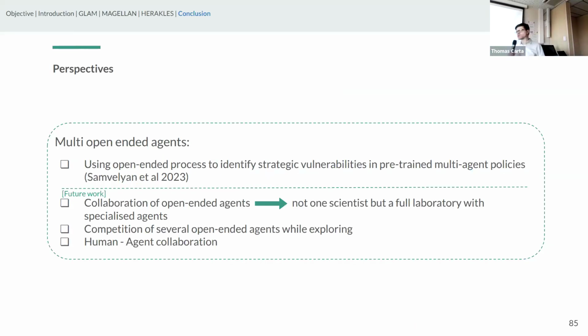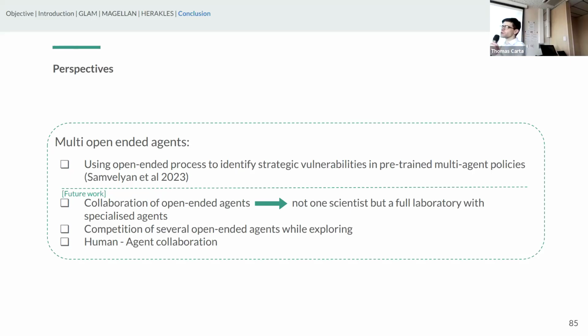Another direction is to use open-endedness inside the multi-agent framework. One of the recent uses is to use an open-ended process to identify strategic vulnerabilities in trained multi-agent policies. It's a work from Sam Velayan et al.